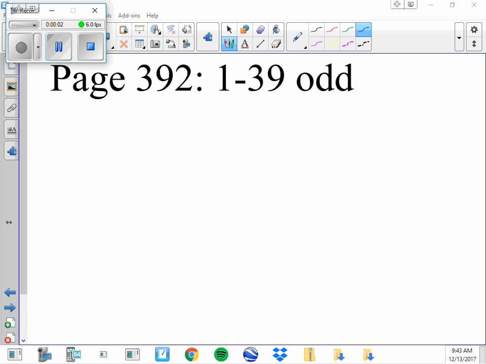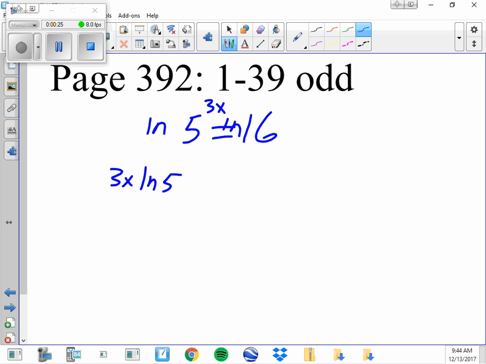For today, I'm going to go through some sample problems. If I had 5 to the 3x equals 16, how do you solve that? So ln both sides, and I get 3x ln of 5 equals the ln of 16.